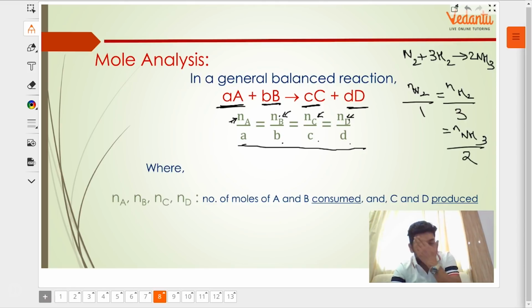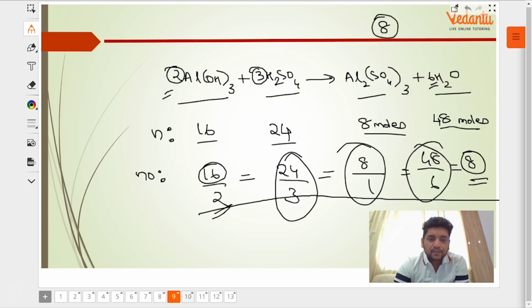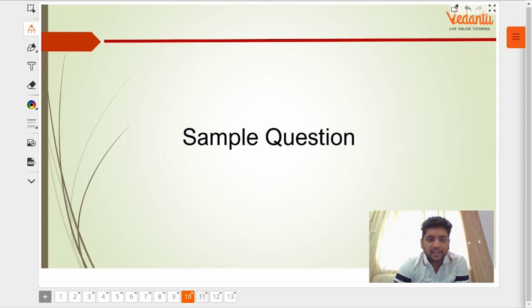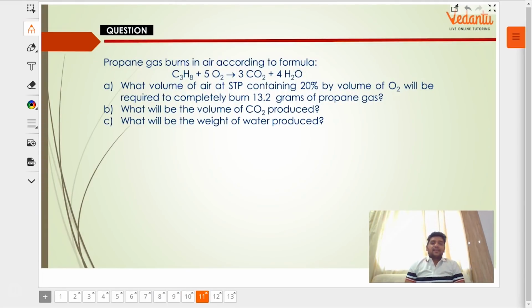बाकी सब मिल जाएगा. जैसे यहाँ पे वो H2O वाले केस में आपके पास H2O के नंबर ऑफ मोल्स थे, बाकी सबके नंबर ऑफ मोल्स मिल गए, right? So you just knew the number of moles of H2O to be 48. Based on that, you found out the number of moles of aluminum sulfate produced, number of moles of H2SO4 consumed and number of moles of aluminum hydroxide consumed, right? So this is basic mole analysis of balanced chemical equation.